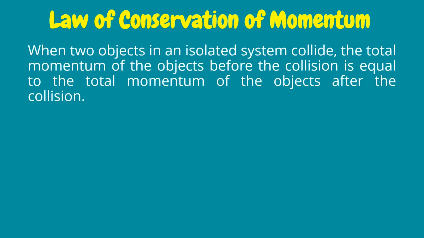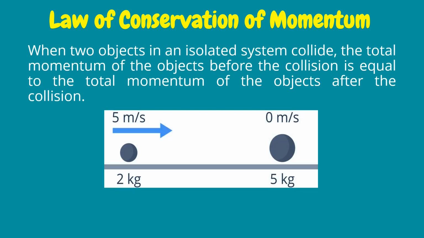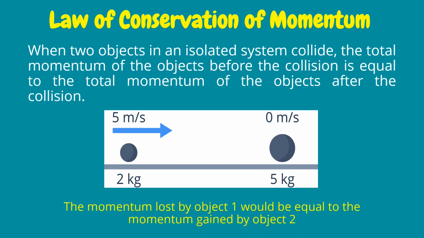When two objects in an isolated system collide, the total momentum of the objects before the collision is equal to the total momentum of the objects after the collision. In the given example, the momentum of object 1 is equal to 10 kg per second, while object 2 is 0 since the object is not moving. As object 1 hits the second object, the momentum lost by object 1 would be equal to the momentum gained by object 2.